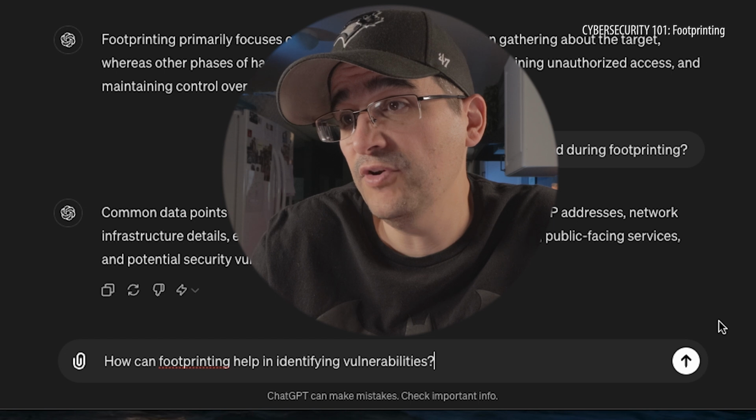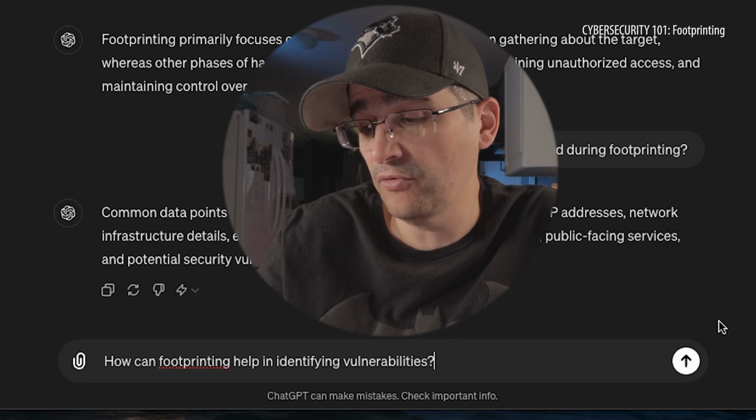So how can footprinting help in identifying vulnerabilities? Because we're going to want, I guess it'd be bad too. So we're going to want also vulnerabilities.